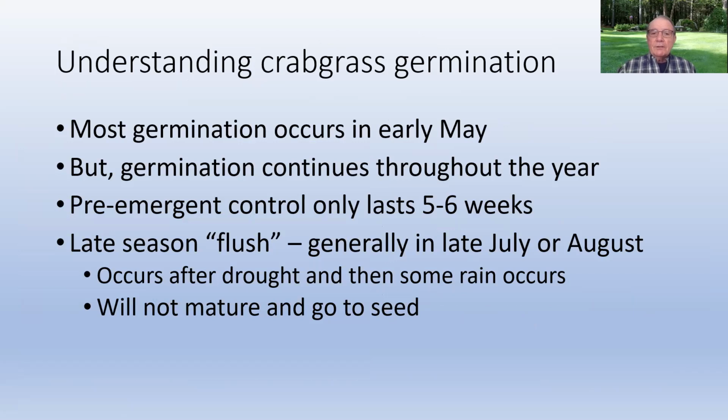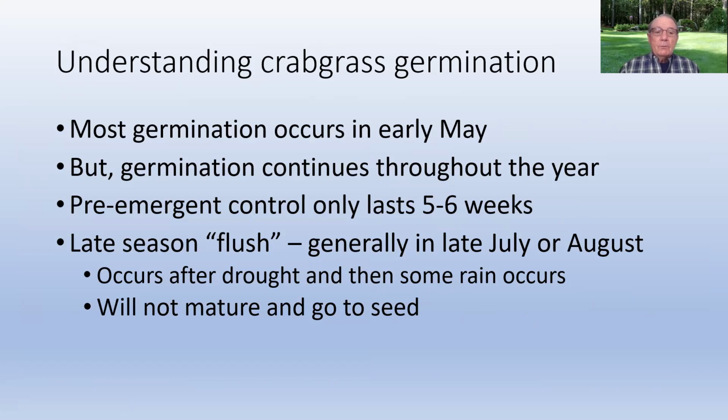A couple of points on understanding crabgrass and its germination. Most germination is going to occur in early May, with a lot of germination throughout the month of May. However, germination is going to continue all throughout the year. For example, we might have a thunderstorm in July. You will sometimes see another flush of crabgrass occurring at that point in response to the added soil moisture.